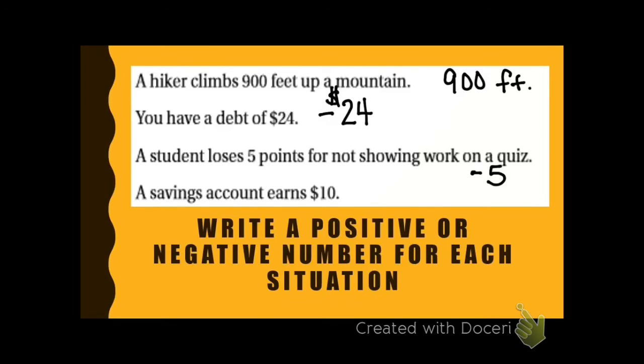A savings account earns $10. Well, that's good. So that would give me a positive 10. And I can just write 10. It's not wrong to put a positive sign in front of it. You can do that. It will not make your answer wrong. So if you feel better about doing that, if it's easier for you, you are welcome to do that. It's just not the typical thing. It's not required.